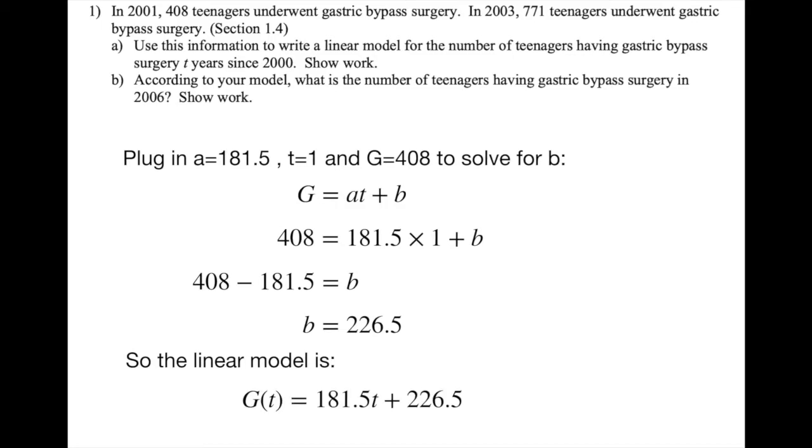So for the linear model, G of T, we use this format, the function notation, to indicate G is a function of T. So G of T is A, which is 181.5 times T, plus your B, that's 226.5. So that's for part A.